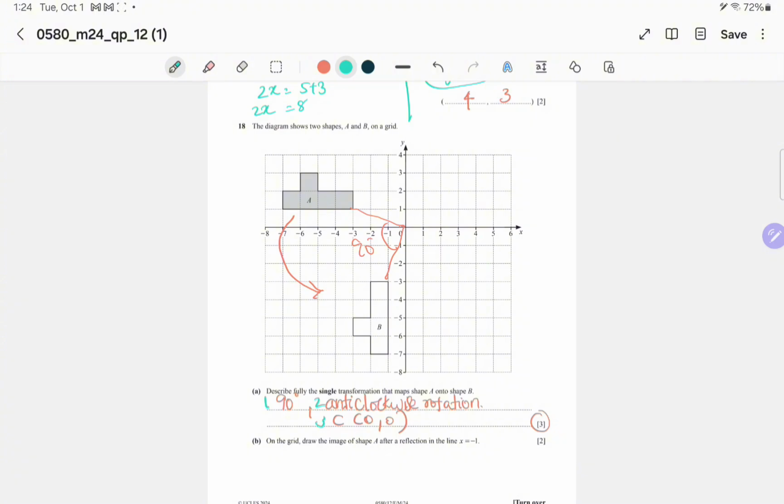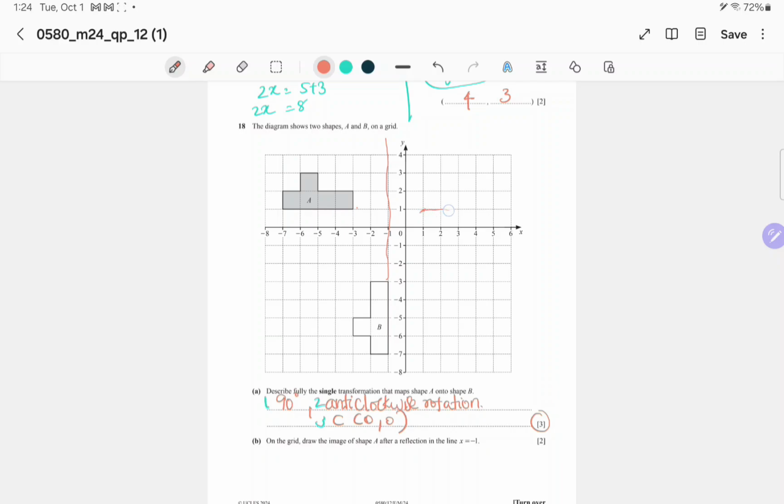On the second part of the question, on the grid draw the image of shape A after the reflection in the line x is equal to minus 1. So now we will draw the line x is equal to minus 1. It is here. So from here it is 1, 2. Here I will mark a point, 1, 2.